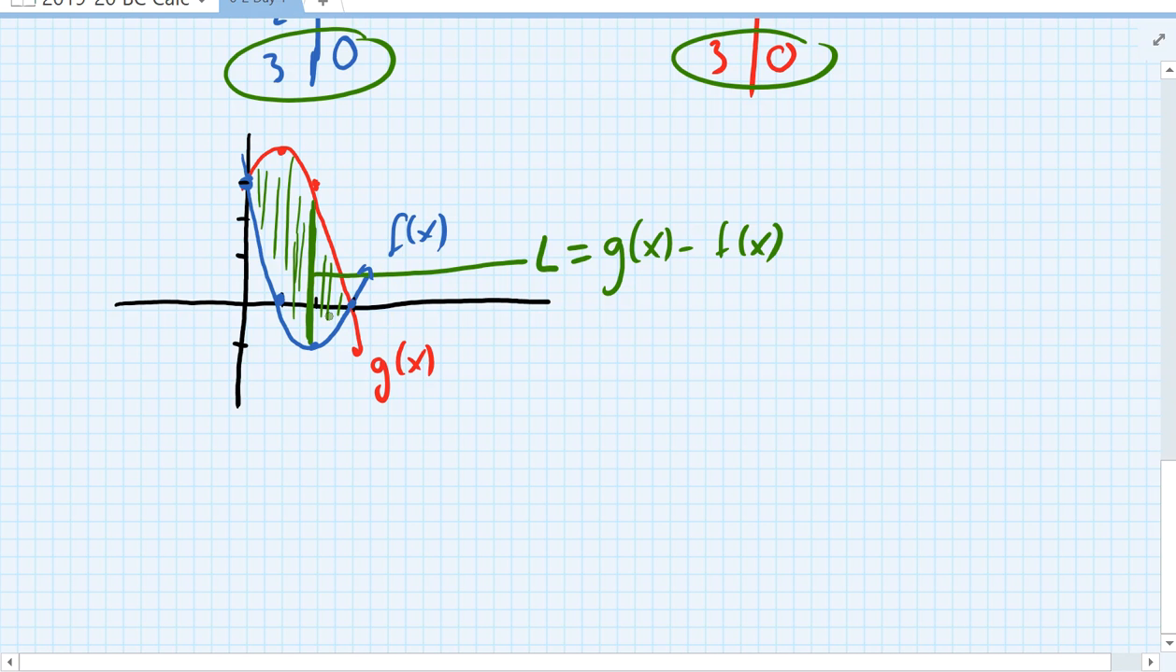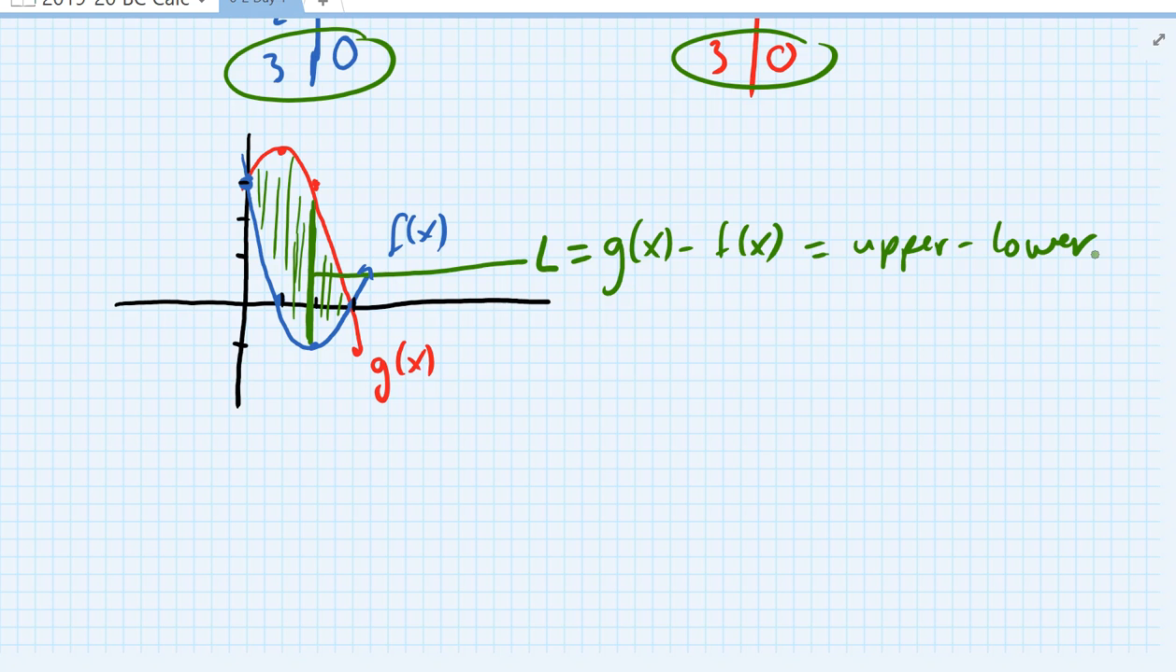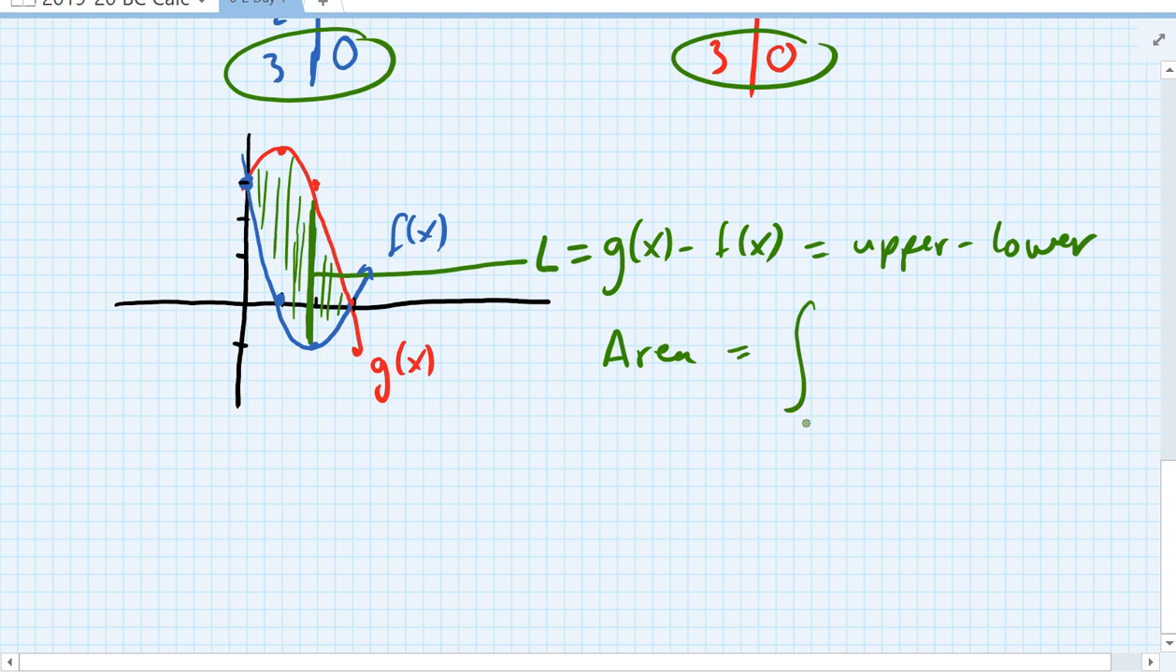If there's one curve that's always upper and one's always lower, then we're always going to do upper minus lower. And if you always do upper minus lower, will it always give you a positive length? That's kind of handy if you're trying to find area, because you want it positive. Okay, that means that to find the area in between those curves, every single time my area between is going to be the integral from A to B of that L of x dx.